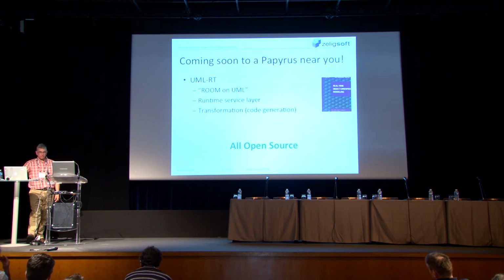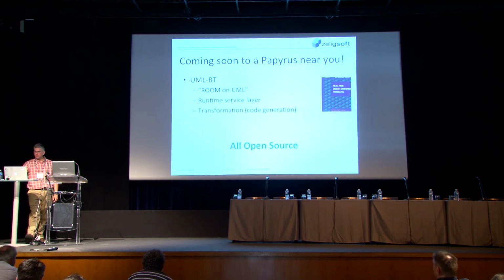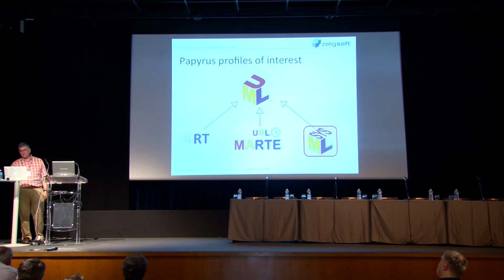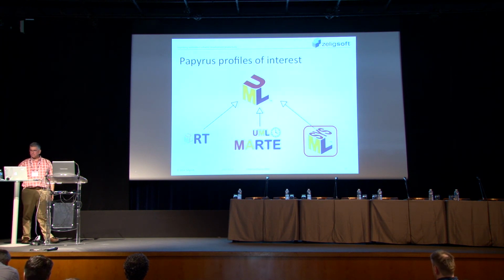So the company I work for is going to be building the runtime service layer and the transformation. And it's all going to go back into open source, which means that if you have different platforms, if you want to change the transformation, you will be free to do so, or to hire us to do that. SysML I talked about with regards to how we see SysML at the front, for the system engineer at the front of the process, developing the requirements, the constraints, and pushing that into UML.